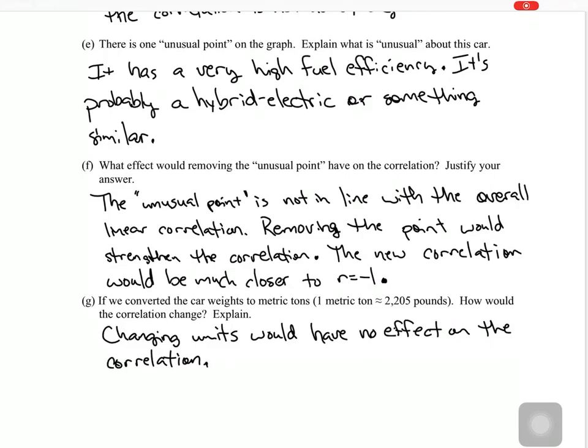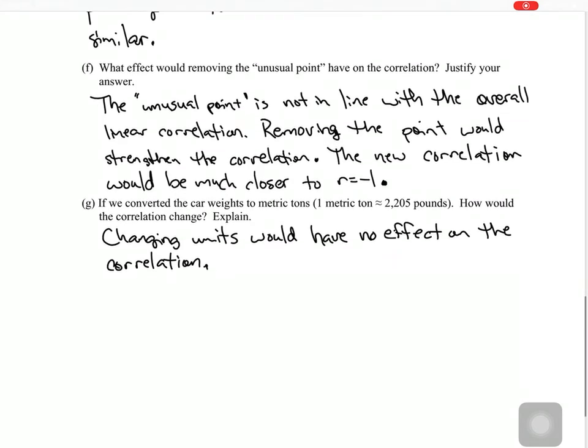In part G, changing the units. Units have no effect on correlation. This isn't mean, median, standard deviation. Correlation has no units. So changing the units wouldn't change the correlation. It might change what the graph looks like to some extent, because it would change the scale, but the correlation itself would not change. It would be the same.